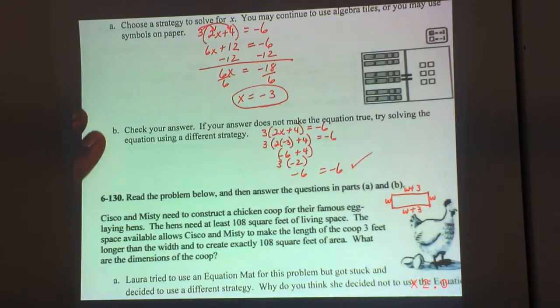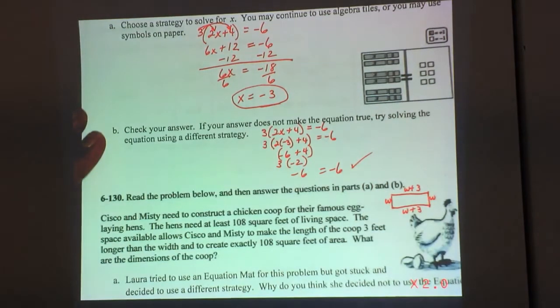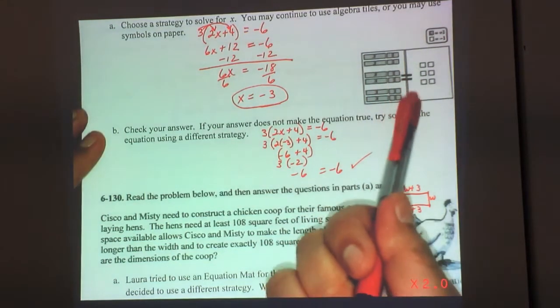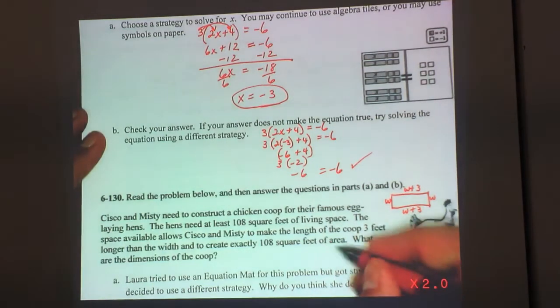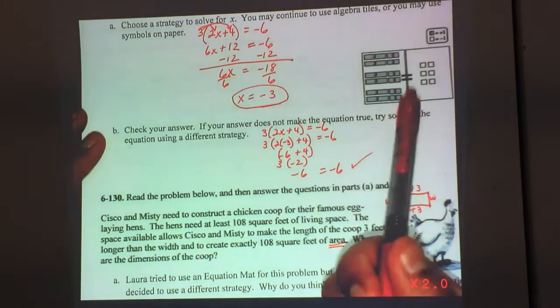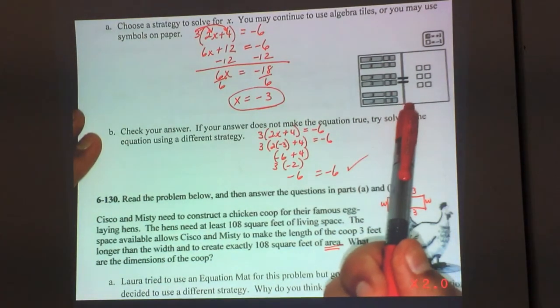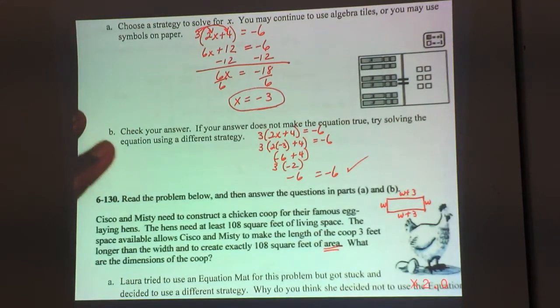Okay. Laura tried to use an equation mat like this for this problem, but got stuck and decided to use a different strategy. Why do you think she decided not to use this equation mat? Well, if we're trying to find area, you need to multiply. When I showed you this in class, were we multiplying stuff? I don't think we were. Okay, so let's write this down.